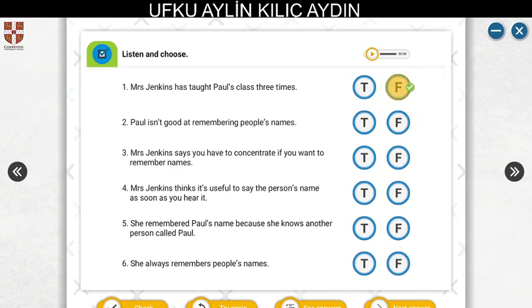False. Powell isn't good at remembering people's names. True. Mrs. Jenkins says you have to concentrate if you want to remember names. True, yes. Mrs. Jenkins thinks it's useful to say the person's name as soon as you hear it. True, yes. She remembered Paul's name because she knows another person called Paul. False, no. She always remembers people's names. Almost. She said almost. Not all of them.